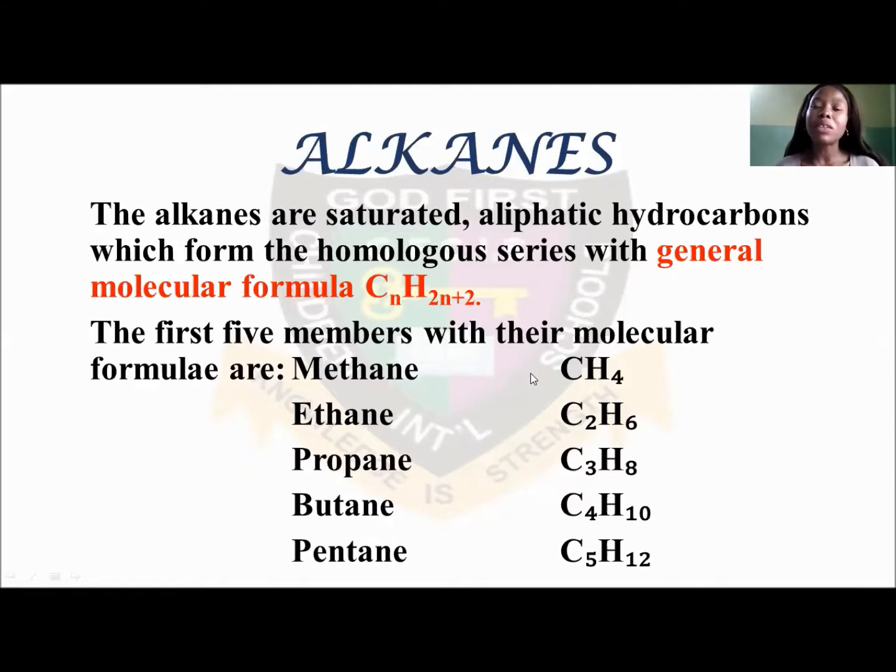Propane, 3 carbon atoms: 3 times 2 is 6, plus 2 is 8, that's why the molecular formula is C3H8. All the way to pentane that we have here. Then in your note, you have up to 10. And even beyond that, you can get the molecular formula when you know the number of carbon atoms of the alkane, if you follow the general molecular formula, CnH2n+2.